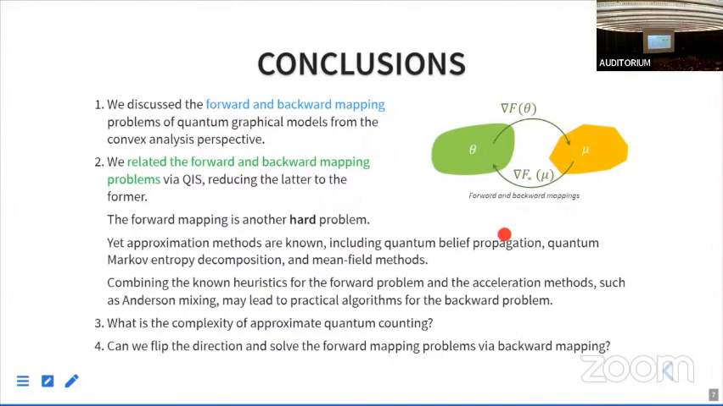A theoretical problem that I found very interesting: what is the complexity of approximate quantum counting? Is it as hard as classical, or is it sharply hard? I think we still don't know.